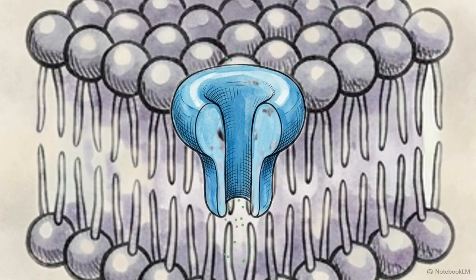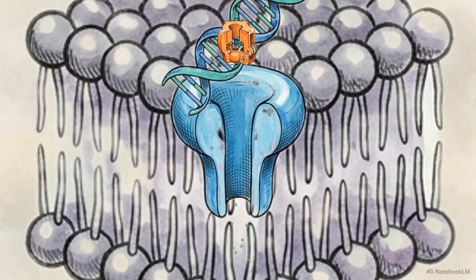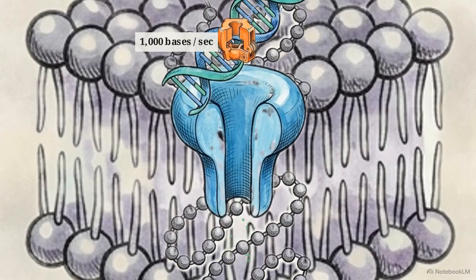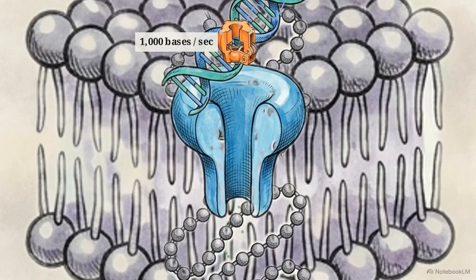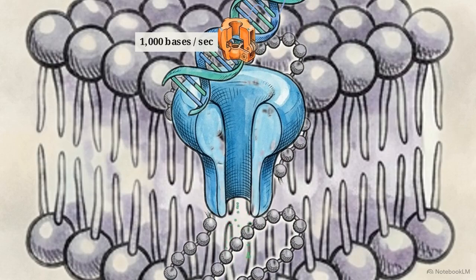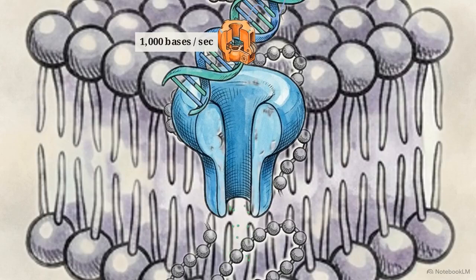To solve this, a helicase motor protein docks precisely at the pore's upper mouth. As double-stranded DNA enters, the helicase unzips it, discarding one half. It acts as a brake on the remaining single strand, ratcheting it into the pore at a highly controlled, readable rate of 1,000 bases per second.